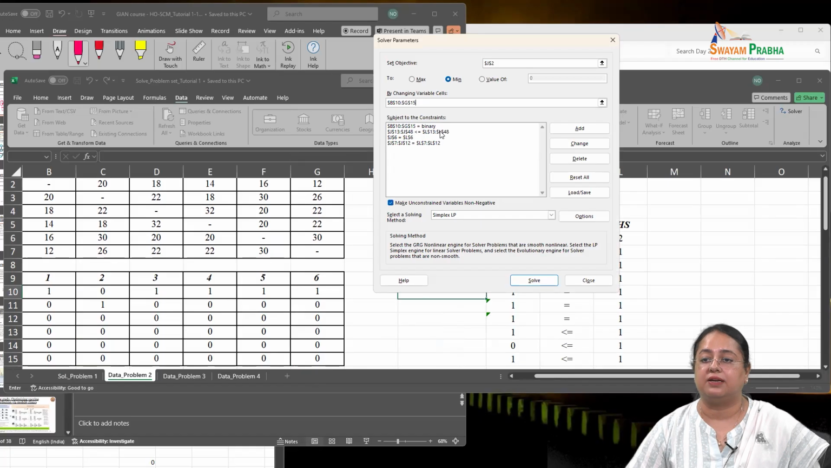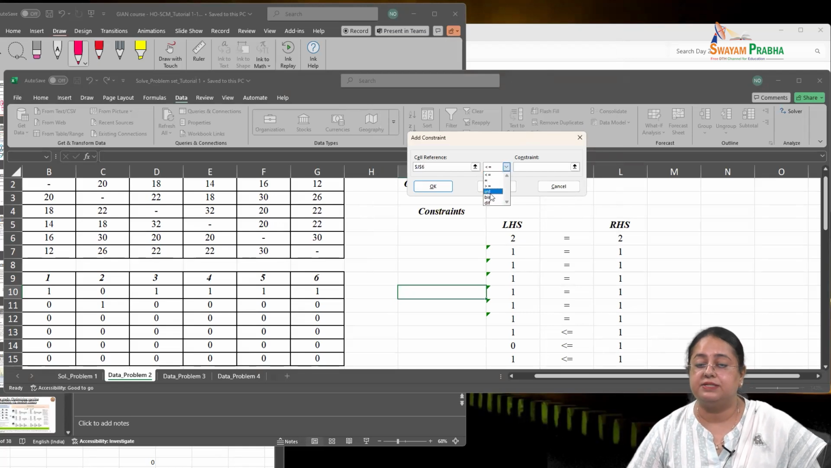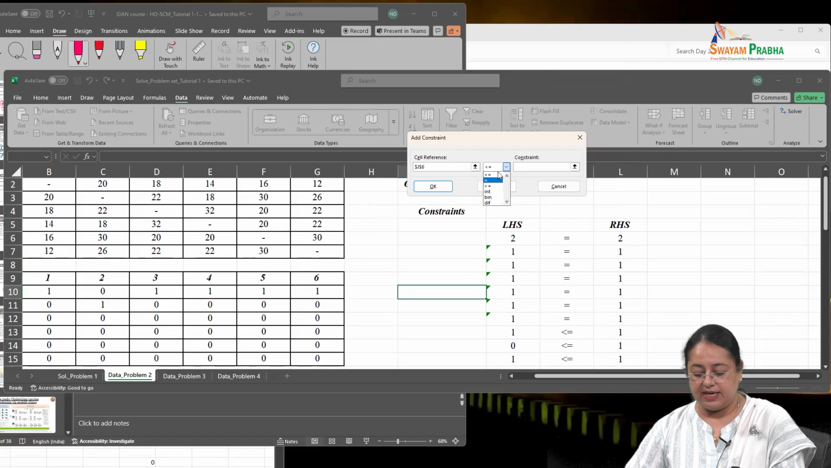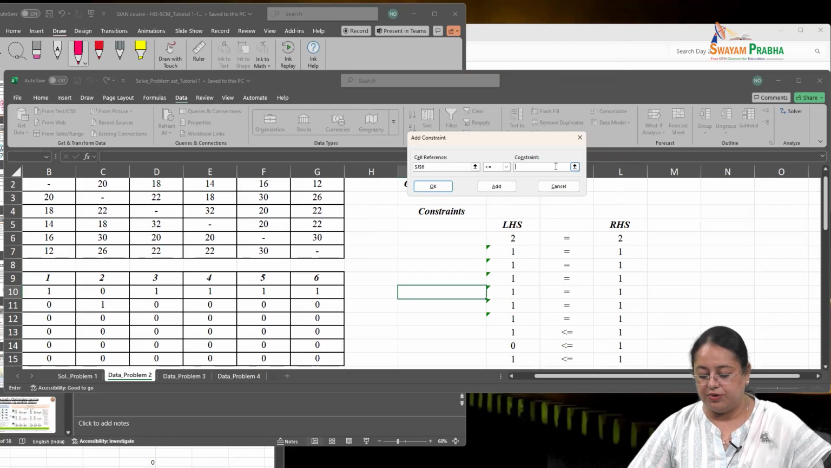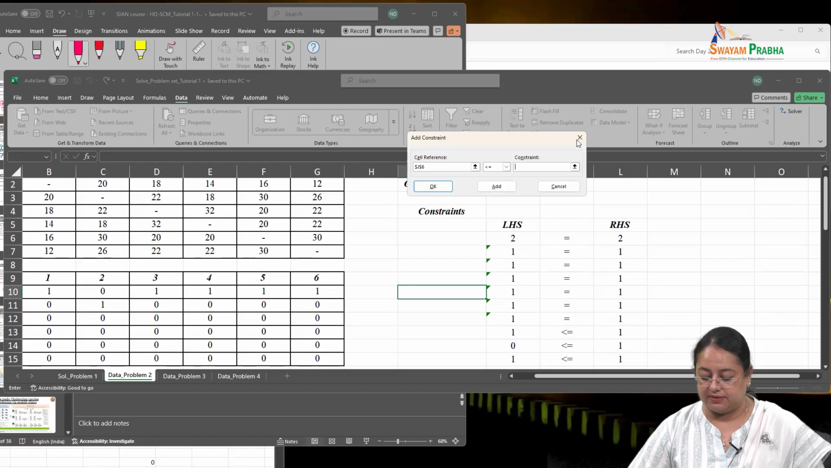Now, subject to constraints. What are your constraints? You will keep on adding them here. You can click add constraint and put the value. You can choose whether it is equal to, less than, greater than, or whether it is integer or binary, because xij is binary, xjj is binary. All these constraints you can keep putting here. On the right side you can have either the value 1 or a formula, if you have one. You can add that.